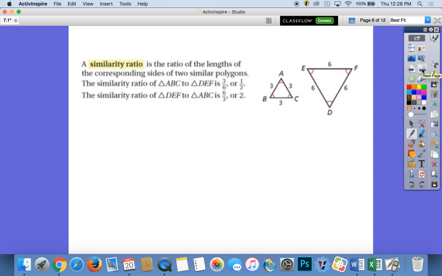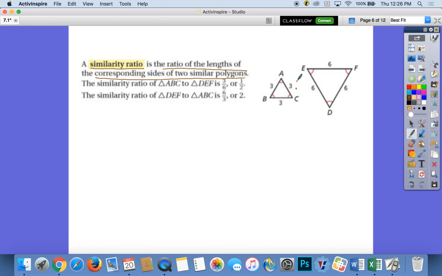Alright guys, so the second thing that we're going to do is talk about a similarity ratio. Your similarity ratio is the ratio of the lengths of the corresponding sides of two similar polygons. So basically, if you go to our example here, triangle ABC is similar to triangle EFD.